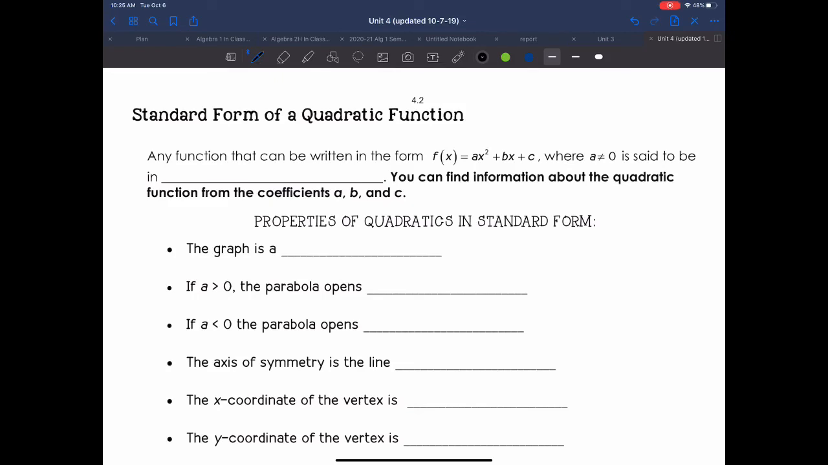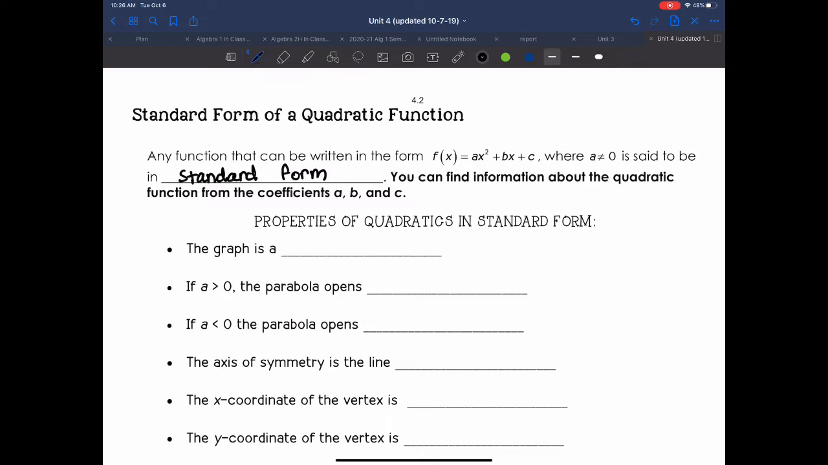Today we're going to be talking about the standard form of a quadratic function. Now, first of all, any function that can be written in the form f of x equals ax squared plus bx plus c, where a is not equal to 0, is said to be in standard form. You can find information about the quadratic function from the coefficients a, b, and c.